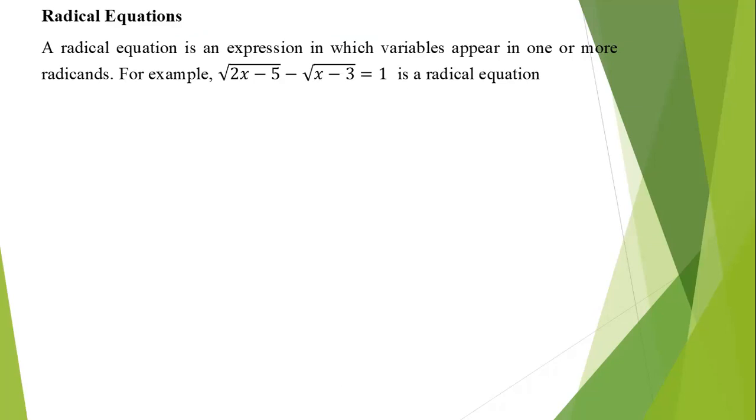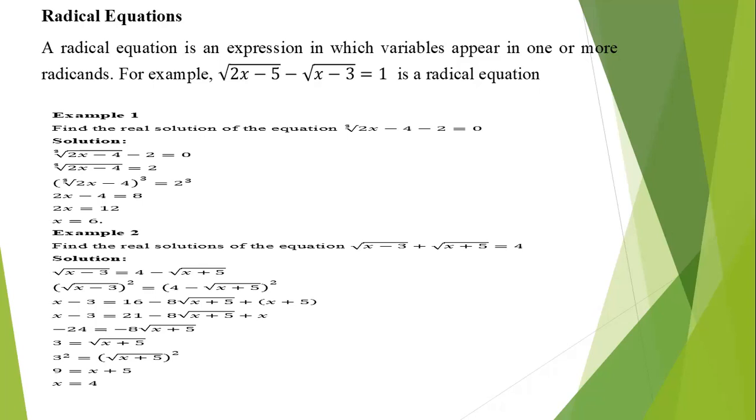Look at this example. We have square root of 2x minus 5 minus square root of x minus 3 equals 1. The expression has a variable which is x. Then we have equals to 1. This tells us that we are going to find the value for what? For x.